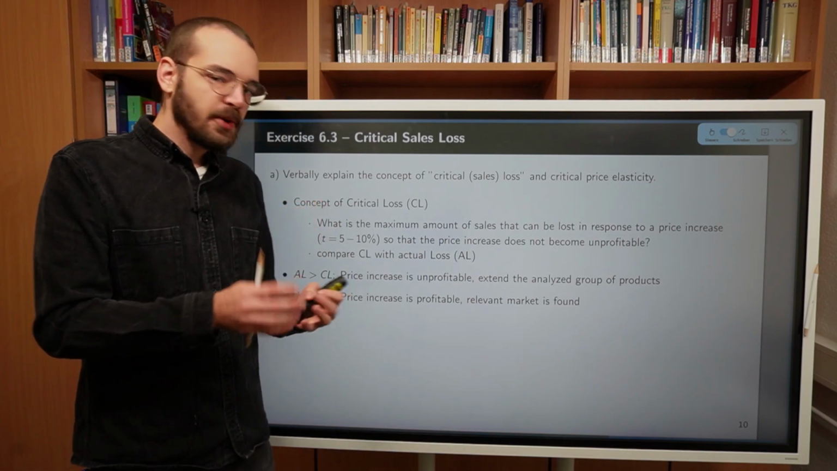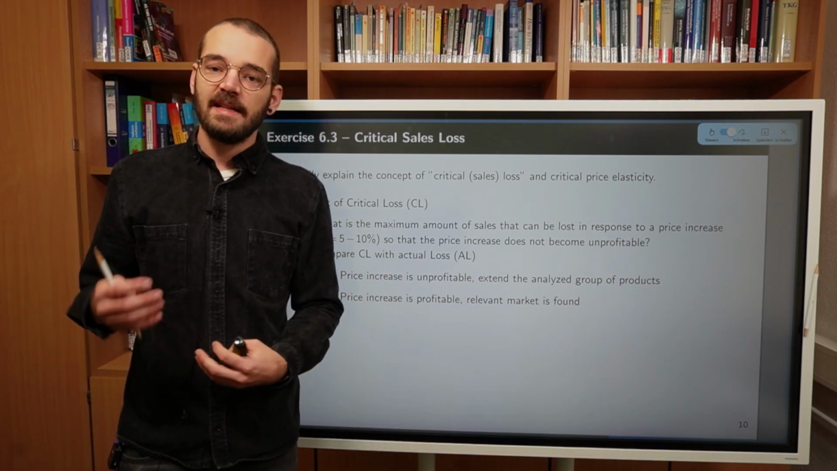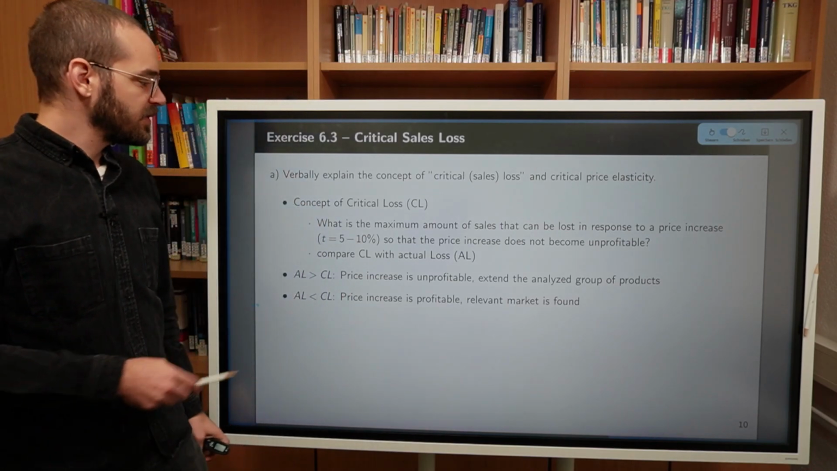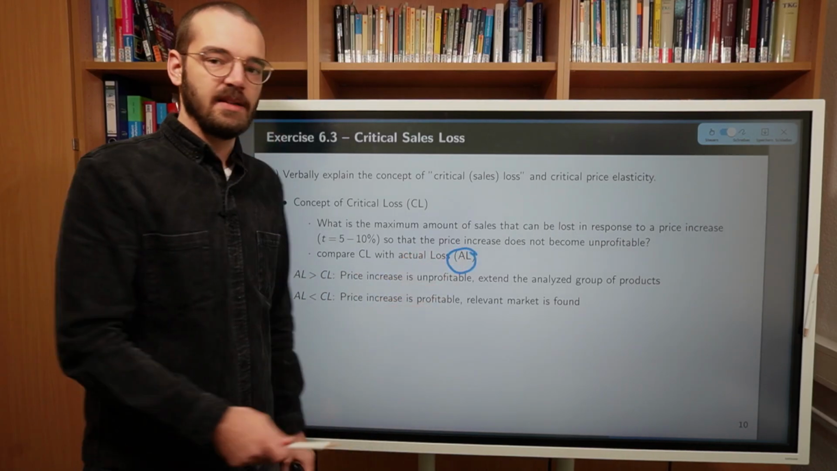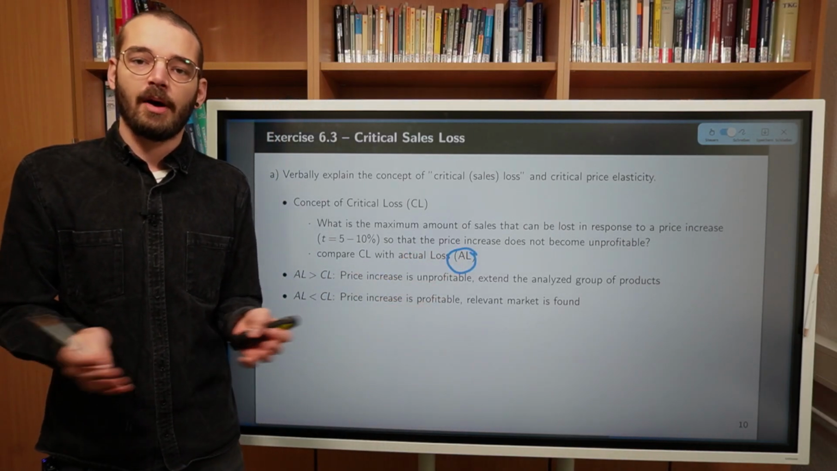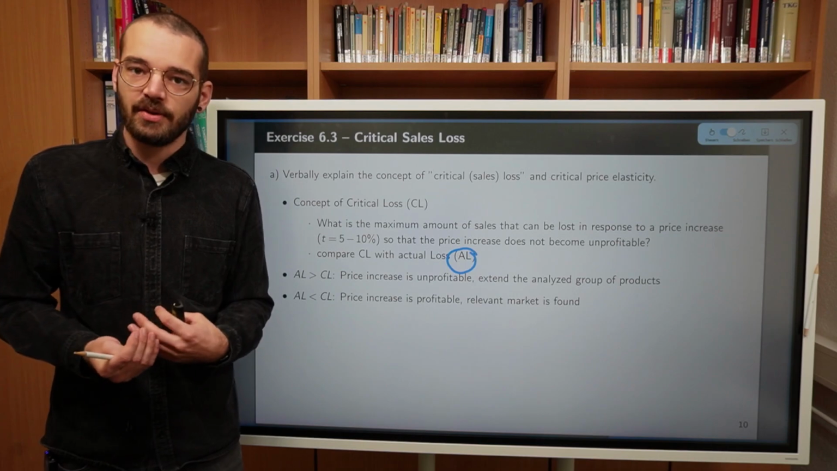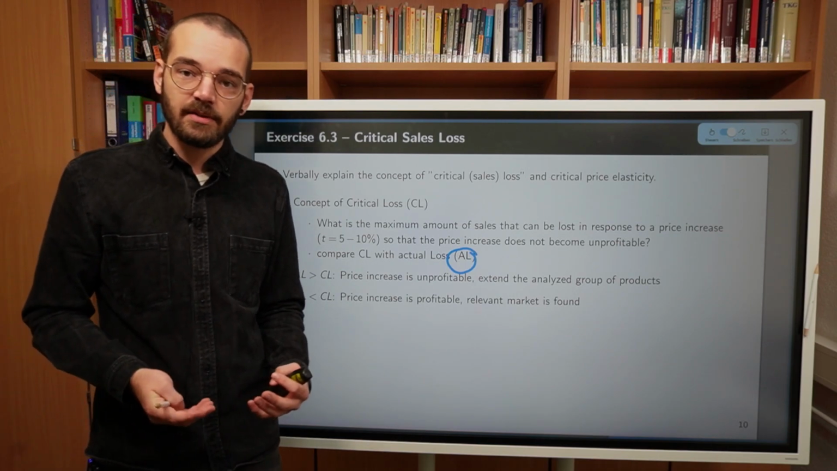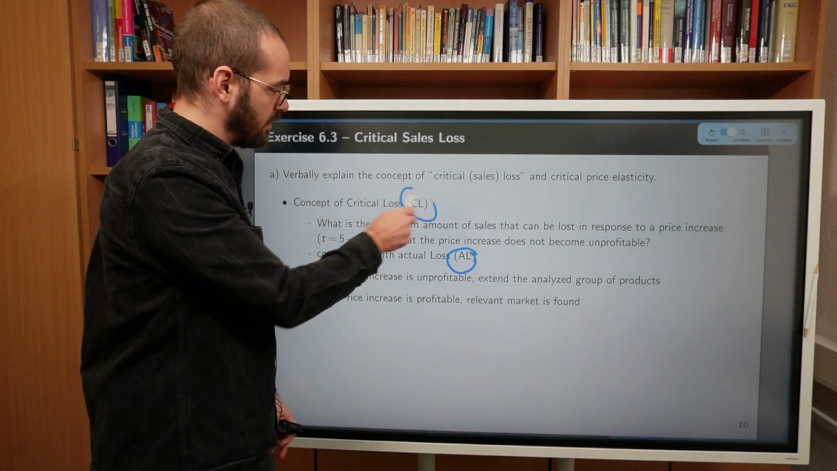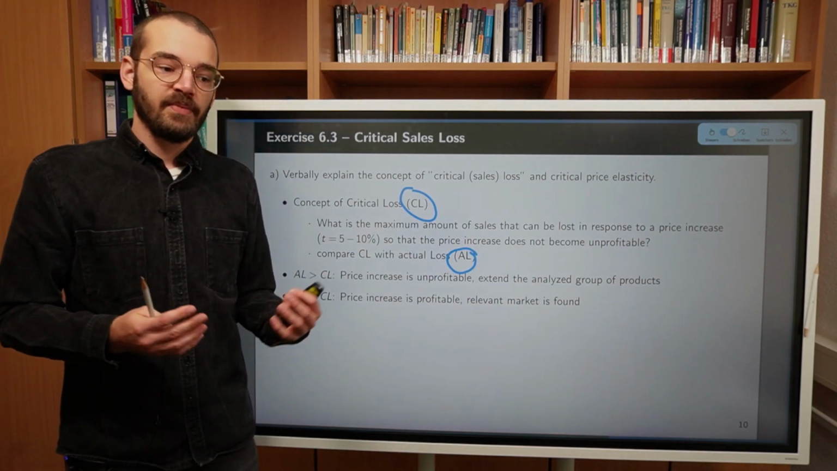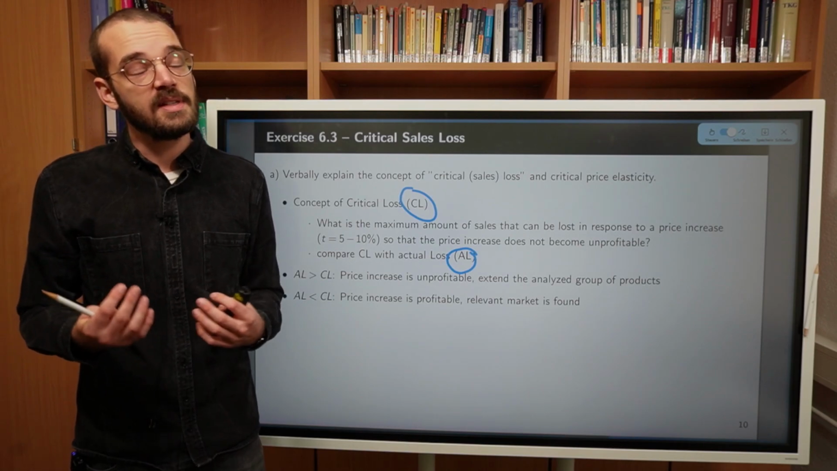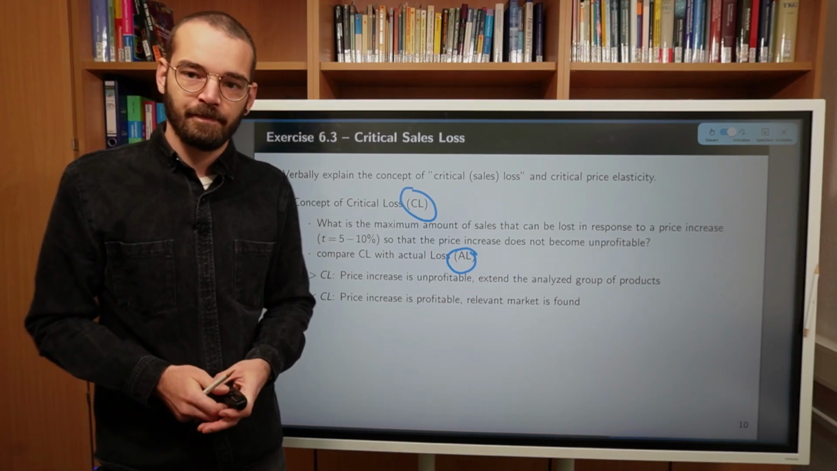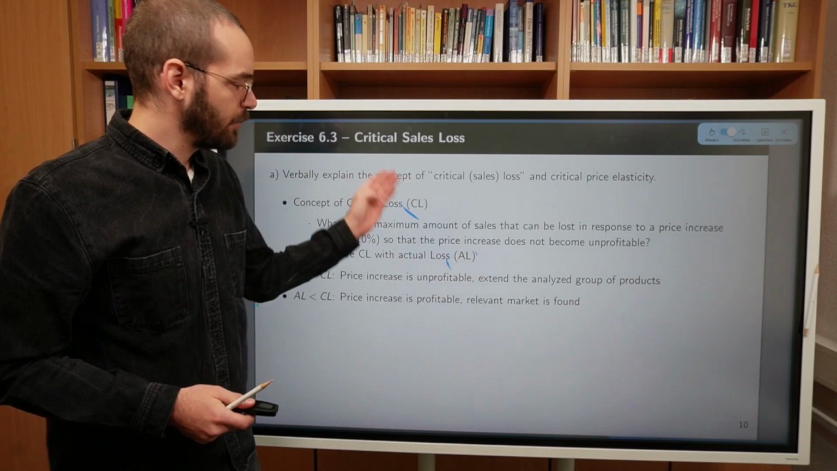And now, if we want to assess whether or not a price increase is profitable, we of course have to compare the actual loss of a price increase. So how much does quantity decrease actually for a given price increase, with the critical sales loss. So how much quantity can we lose so that the increase is still not unprofitable. Okay, and that's exactly what we're going to do.